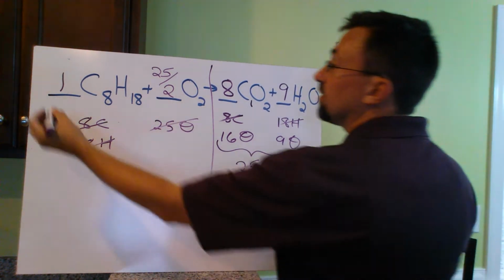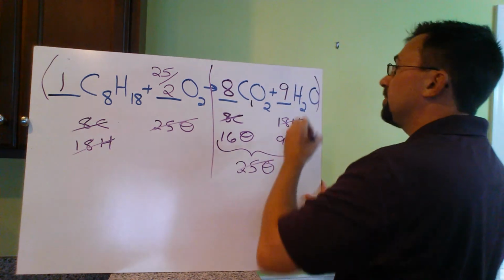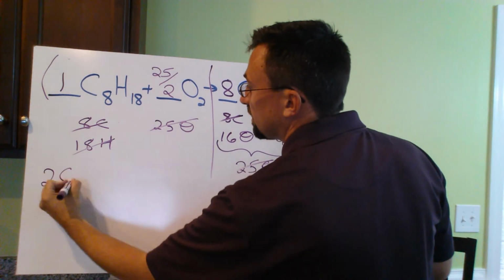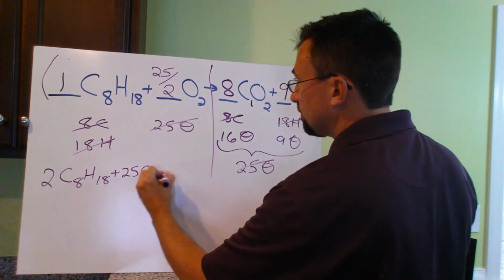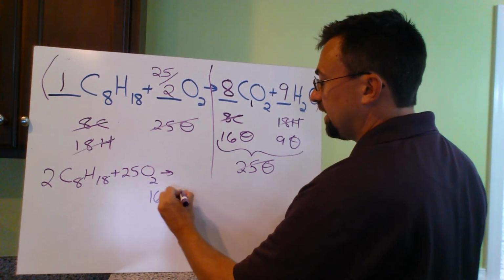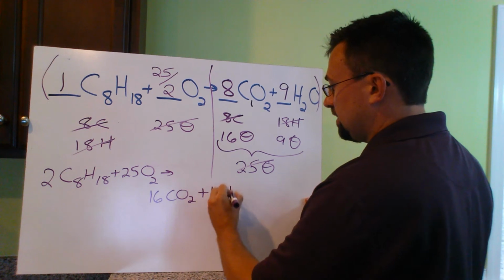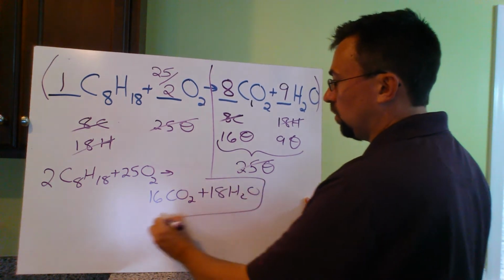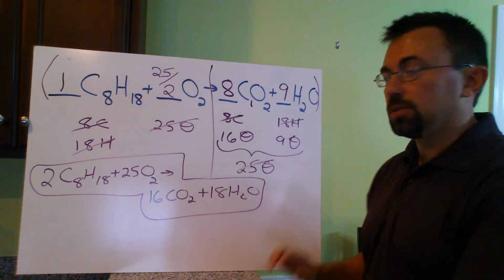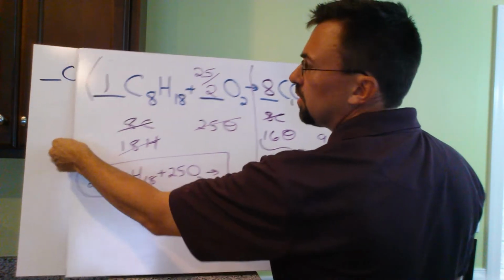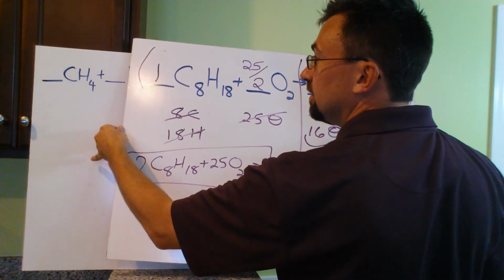Now, we still need to get rid of the fraction. So multiply this whole thing by 2. You get 2 octane plus 25 oxygens yields 16 carbon dioxide and 18 water molecules, or moles, depending on your unit of choice. And that would be a balanced equation, or reaction.